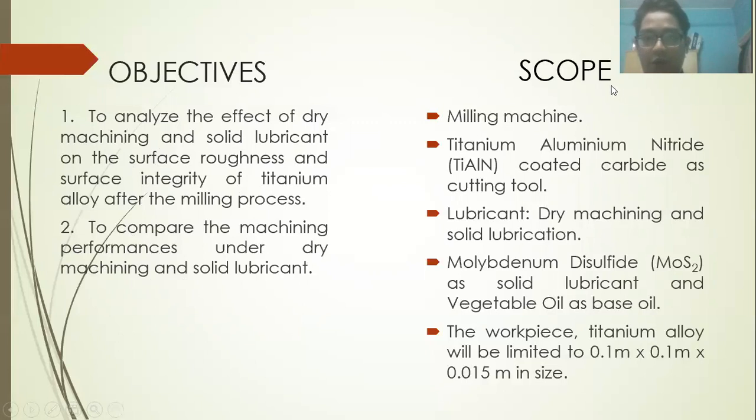Next is the scope of the research. First is the milling machine. The cutting tool to be used is titanium aluminum nitride. The machining environments are, first, dry machining, and second, machining with solid lubrication. The solid lubricant to be used is molybdenum disulfide with vegetable oil as base oil. The size of the workpiece is 0.1 m by 0.1 m by 0.01 m.